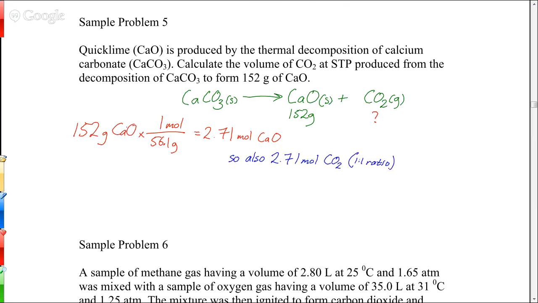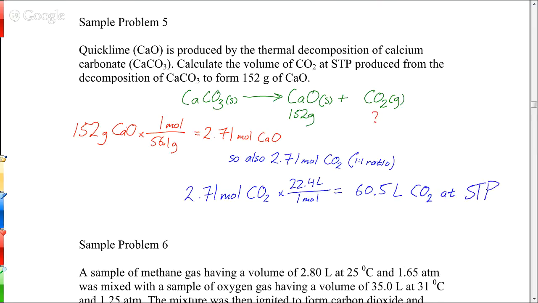All right, so now all we have to do is use that number for molar volume since we're at STP. When we multiply it by that 22.4, that tells us the volume that we're going to have at standard temperature and pressure. So we're going to make 60.5 liters of carbon dioxide. So that molar volume is really important. It tells us how much we have at that temperature.